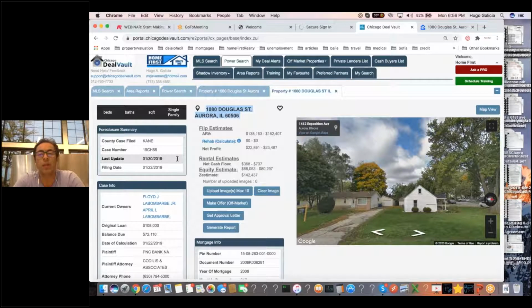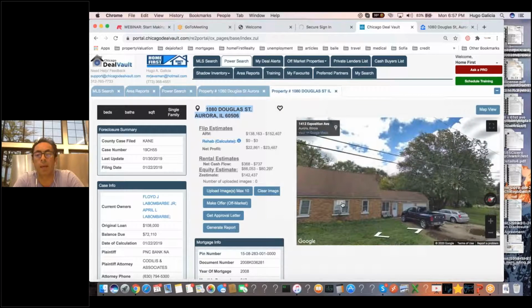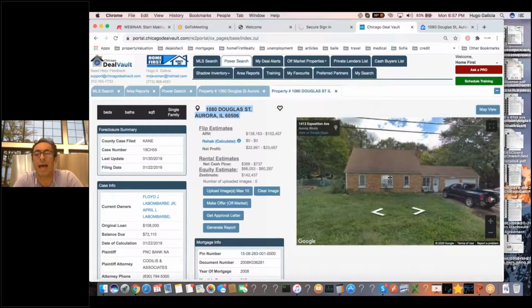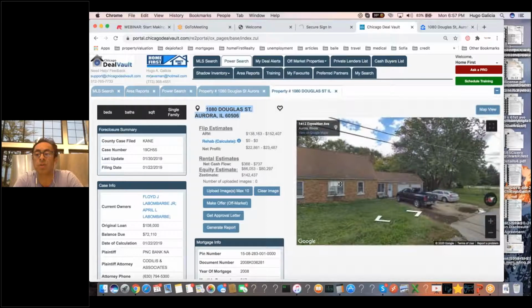So based on that, multiply 1,200 by 20 is 24,000, right? Since it's a medium rehab, you're going to need to add at least 10,000. So we're going to estimate at least 35,000 for the rehab. So this is the subject property, at least 35,000 for the rehab, okay?